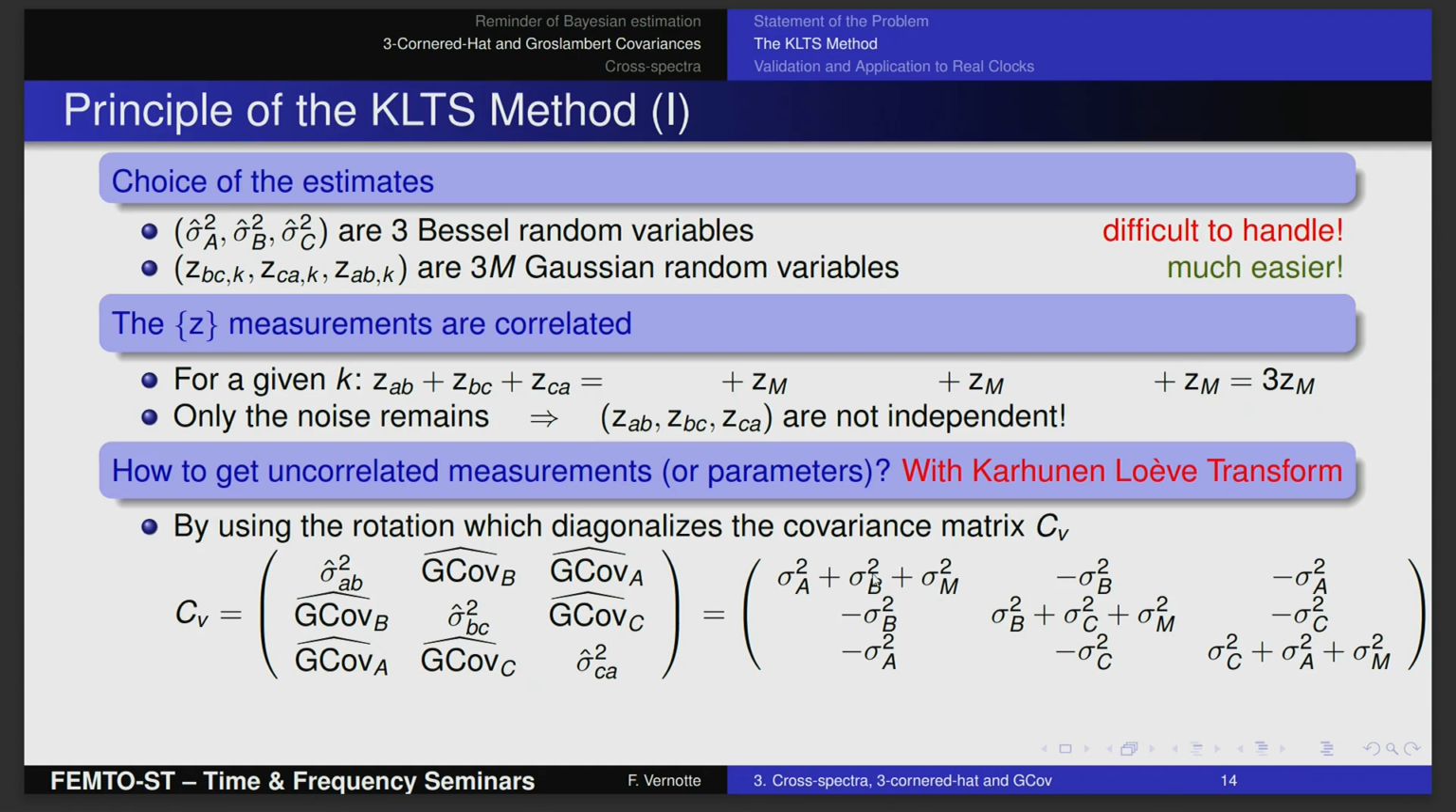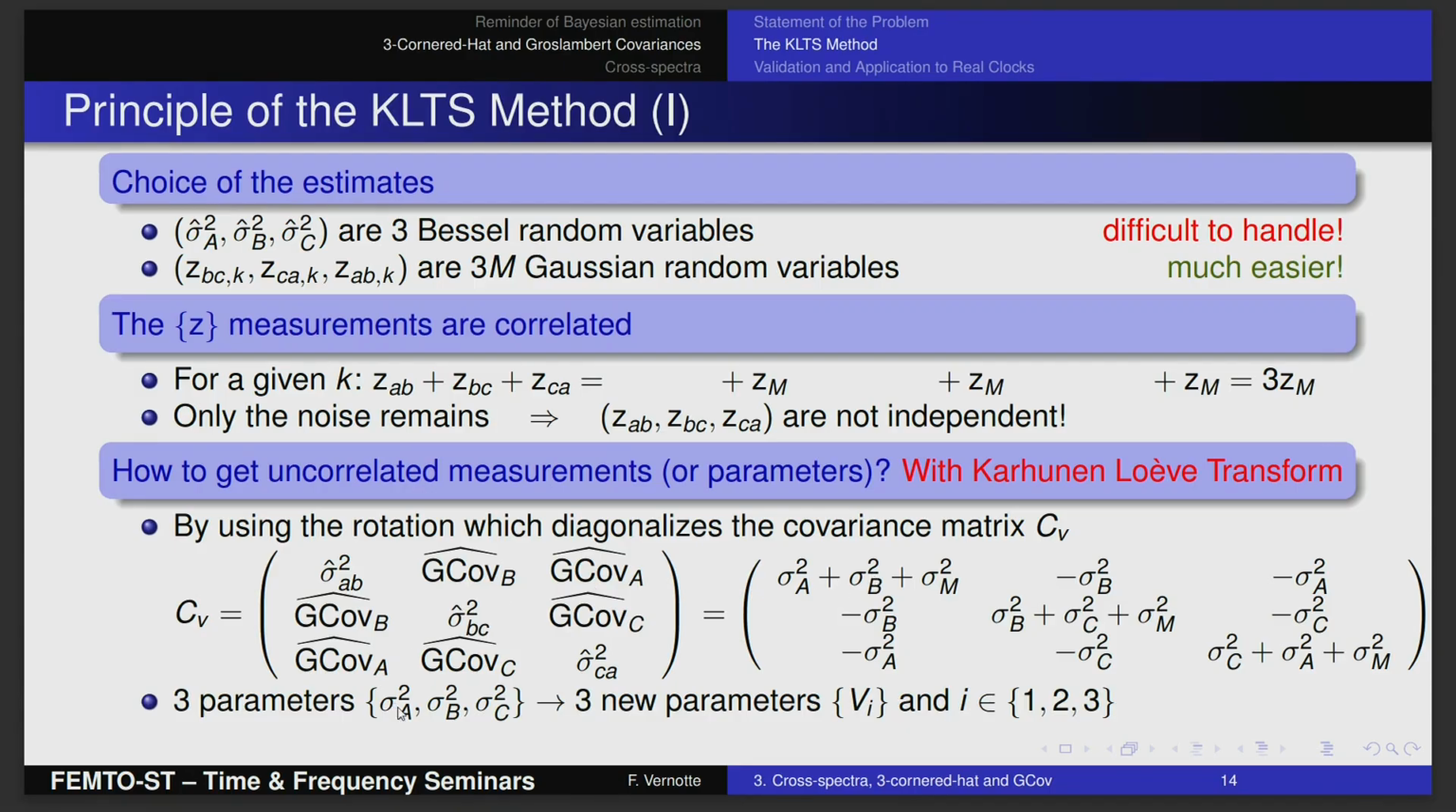By doing that, you rotate the covariance matrix, and you can rotate all the data, and you will pass from three parameters, which were sigma square A, sigma square B, sigma square C, to three new parameters, V1, V2, and V3. And from your 3M, because there are three different counters and M different time measurements, you will retrieve 3M uncorrelated Gaussian random variables that I will call W. Okay? It's just a rotation, a matrix of rotation.